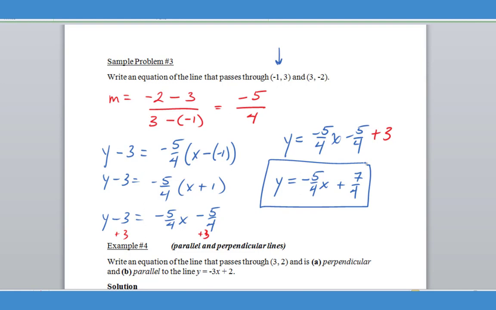Okay, so you can see here just one additional step of solving for the slope on your own before you can use the point slope form.